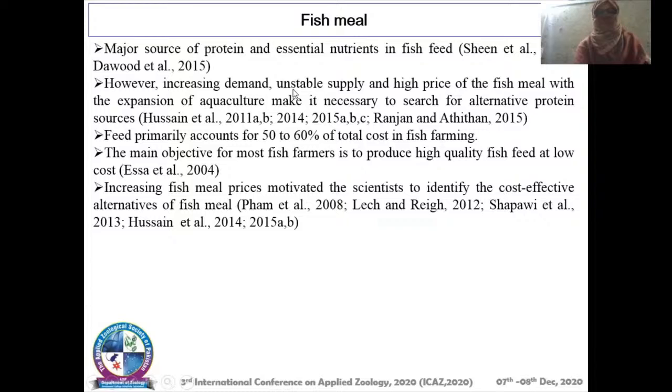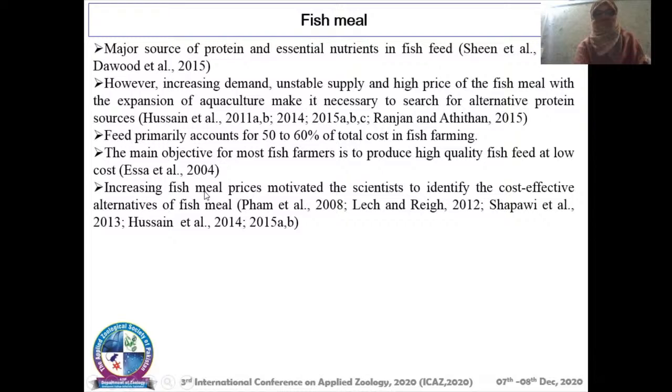Fish meal is a major source of protein and essential nutrients in fish feed. However, increasing demand, unstable supply, and high price of fish meal with the expansion of aquaculture made it necessary to search for alternative protein sources. Feed primarily accounts for 50 to 60% of the total cost in fish farming. The main objective for most fish farmers is to produce high quality fish at low cost.